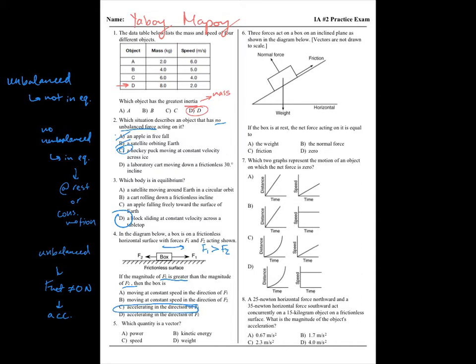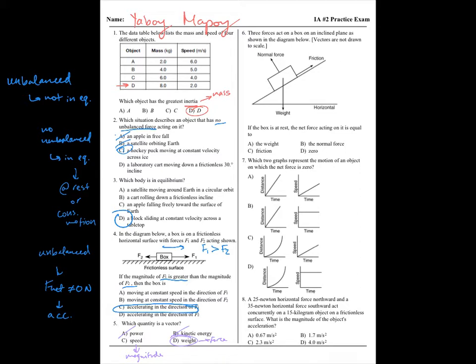Number 5, which quantity is a vector? So magnitude and direction. We did not talk about power, we did not talk about kinetic energy, but we did talk about speed and weight. Speed only has magnitude, it's a scalar, whereas weight is a force and forces are vectors. Choice D.